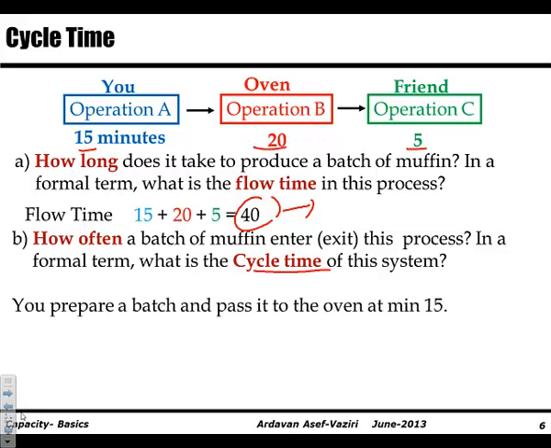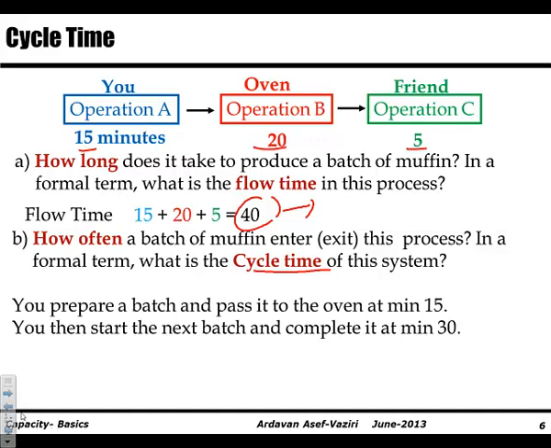You prepare a batch of muffin in 15 minutes and you are ready to put it into the oven. When you put it into the oven, for example at minute 15, you will start the next batch and it takes you 15 minutes to complete it. Therefore, at minute 30, you are done with the second batch.